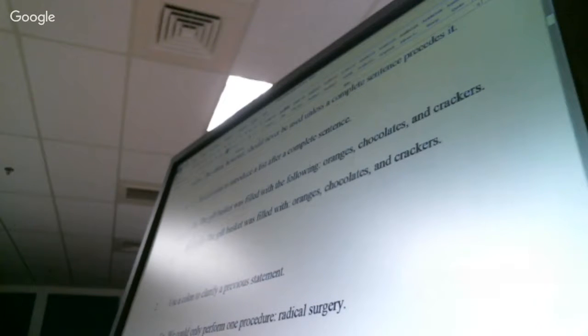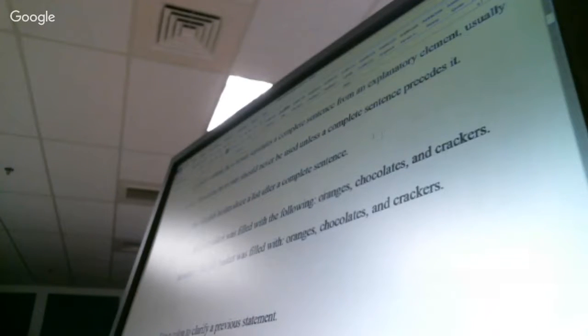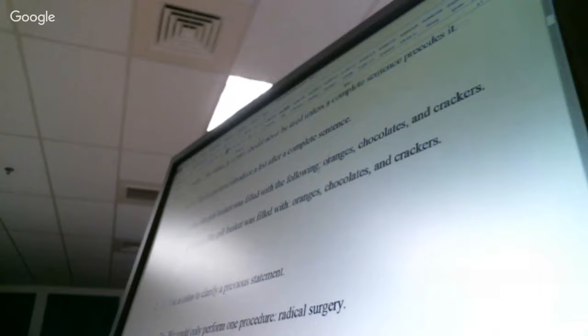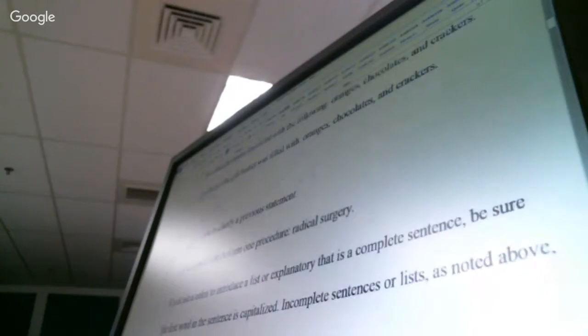But if I complete that sentence, the gift basket was filled with the following, now my sentence is complete. Now I can put that colon there, and I can put whatever I want after that colon. That's the rule of colon usage. You really need to know that it's just like a semicolon in that it ends a sentence. A semicolon then brings on a new sentence. A colon brings on a word, a list, or fragment, or whatever else you want after it. Okay? So that's the difference between a colon and a semicolon.